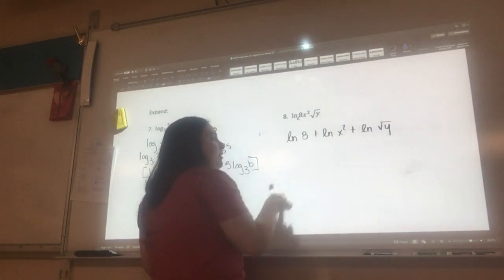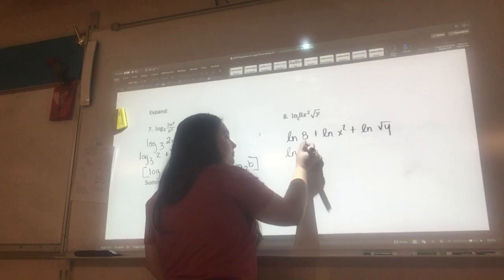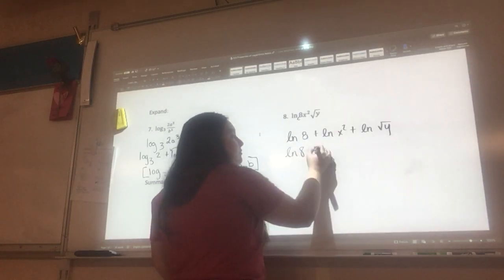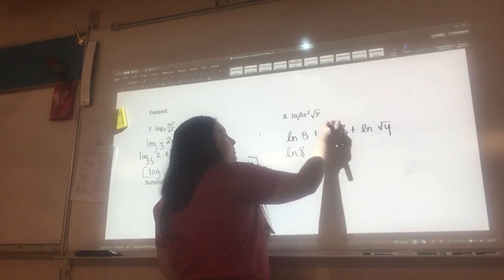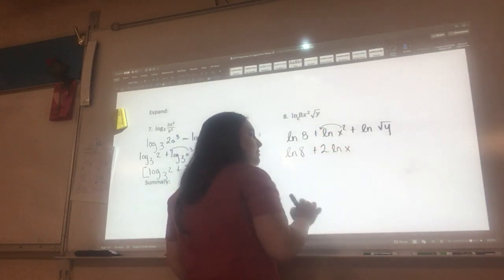Well, ln of 8, I don't have to do anything with that. That's nice, so I can rewrite it. ln of x squared. There's an exponent, so I can put it in front. So we get 2 ln of x.